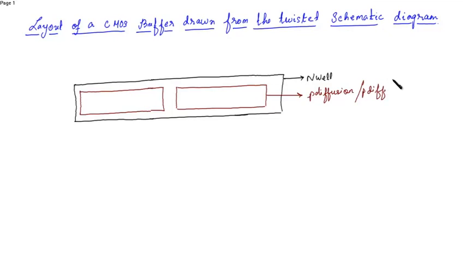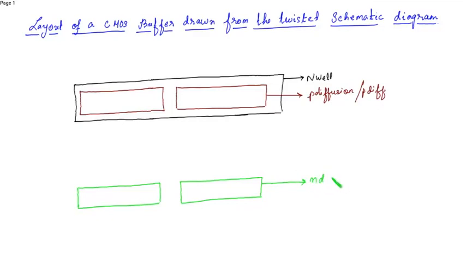Then after drawing the PMOS, you have to draw the NMOS. So we need N diffusion layer. There are 2 NMOS, so we need 2 N diffusion layers. So this is the N diffusion layer. You can write N diffusion or N diff.